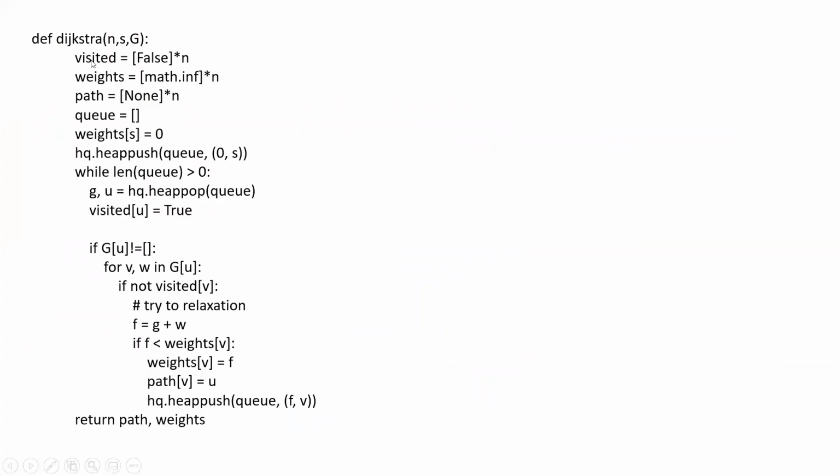Okay, so maybe let me just explain. So you have some visits and weight arrays. Everyone starts false, and you have some weights initialized to be infinity, and there's a path. The queue and the weight of the source set to be 0, and then you heap push. So you push the source, and while the queue is not empty, you get the minimum, and then you mark the visit as true. And then if there are vertices connected to you, you should try to do the relaxation. It means that if you find a new shorter path, then you update the weights and you push back. Okay, so this is the standard Dijkstra.